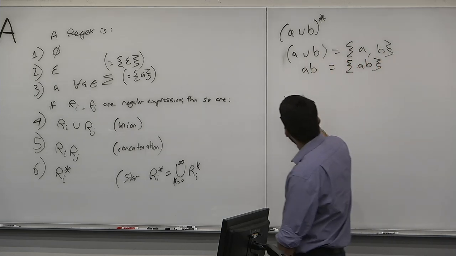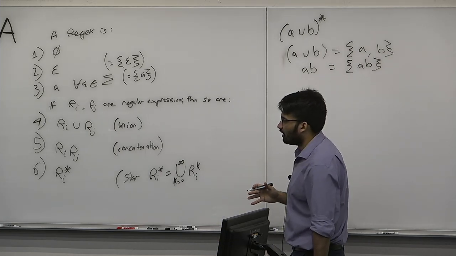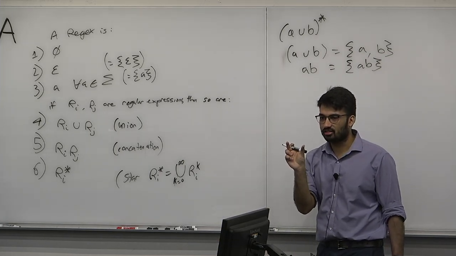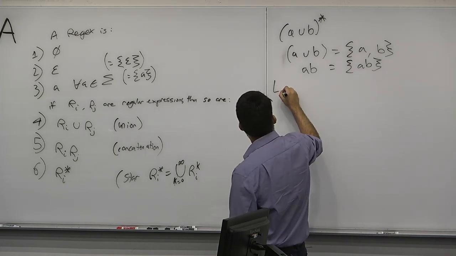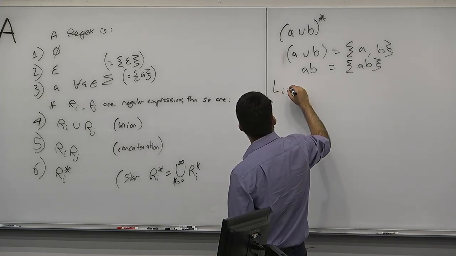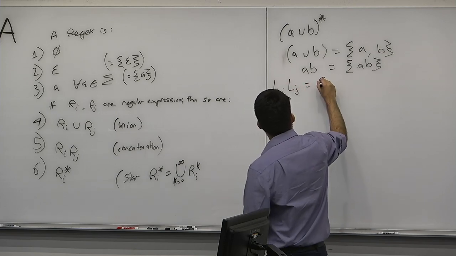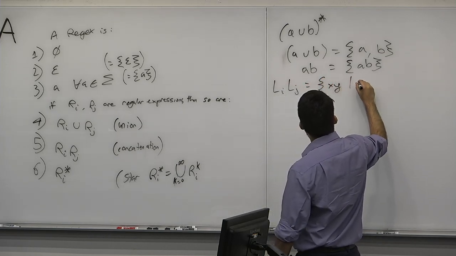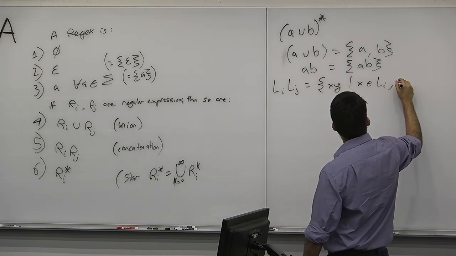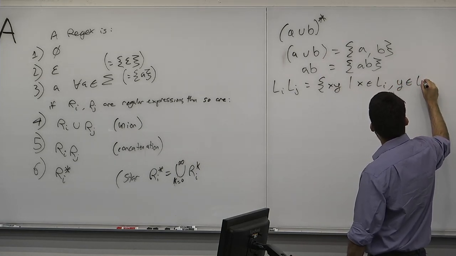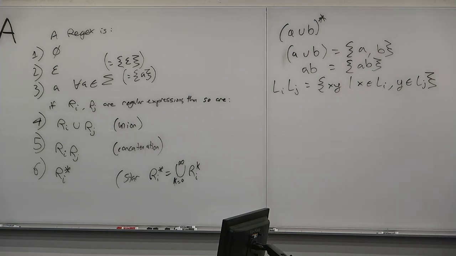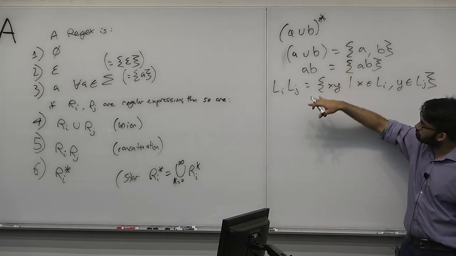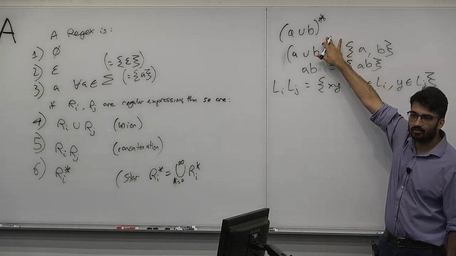Right. So in general, for any two languages, the concatenation is the concatenation of all pairs of strings, right? So Li concatenated with Lj is equal to xy such that x is in Li and y is in Lj. Okay. That means the concatenation of two languages. I should have defined that, yeah. So, just through some inference, what do you guys think the first string represents?